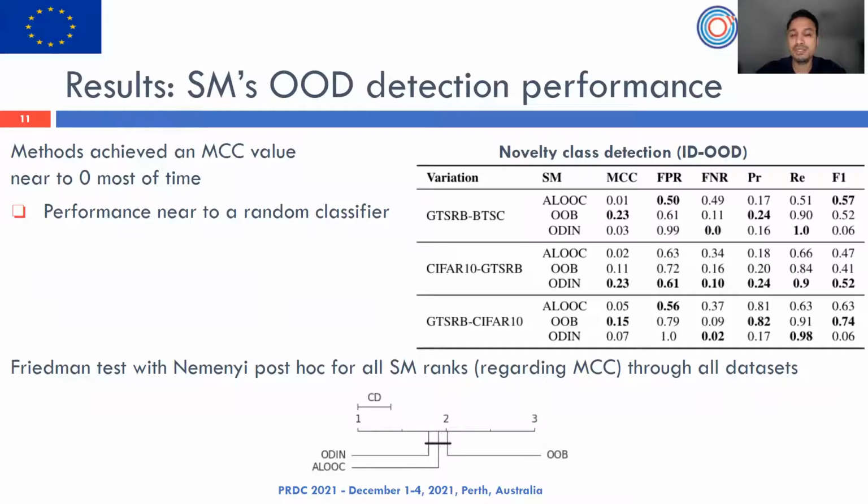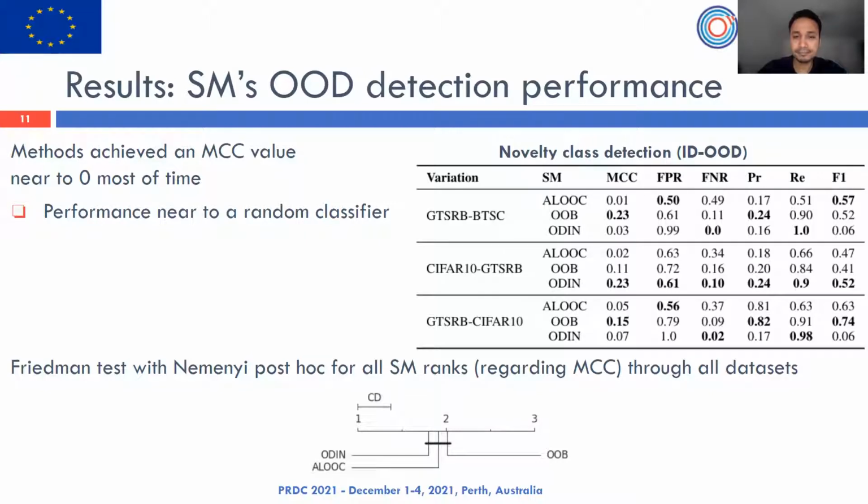And here I put just a table regarding one type of OOD data. In this case, it's the Nogat class. And we have German traffic sign in Belgian traffic sign, CIFAR-10 in German traffic sign, and so on.